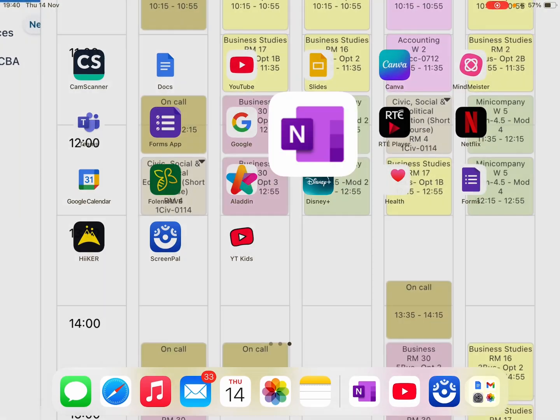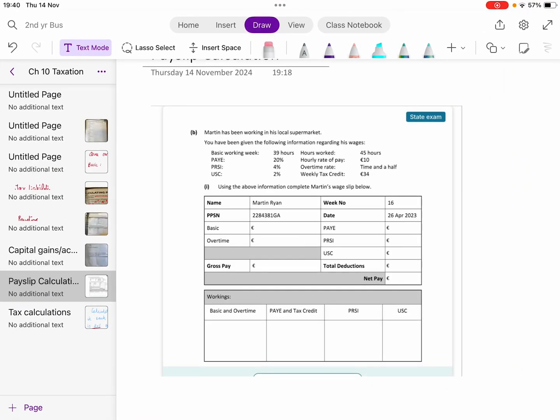I'm going to start this video by trying to do a payslip. Okay, so before we ever do our payslips, I'm just going to remind you of the 2 rules that we did in class. And if we do these 2 rules, the rest of the payslip will generally be perfect.